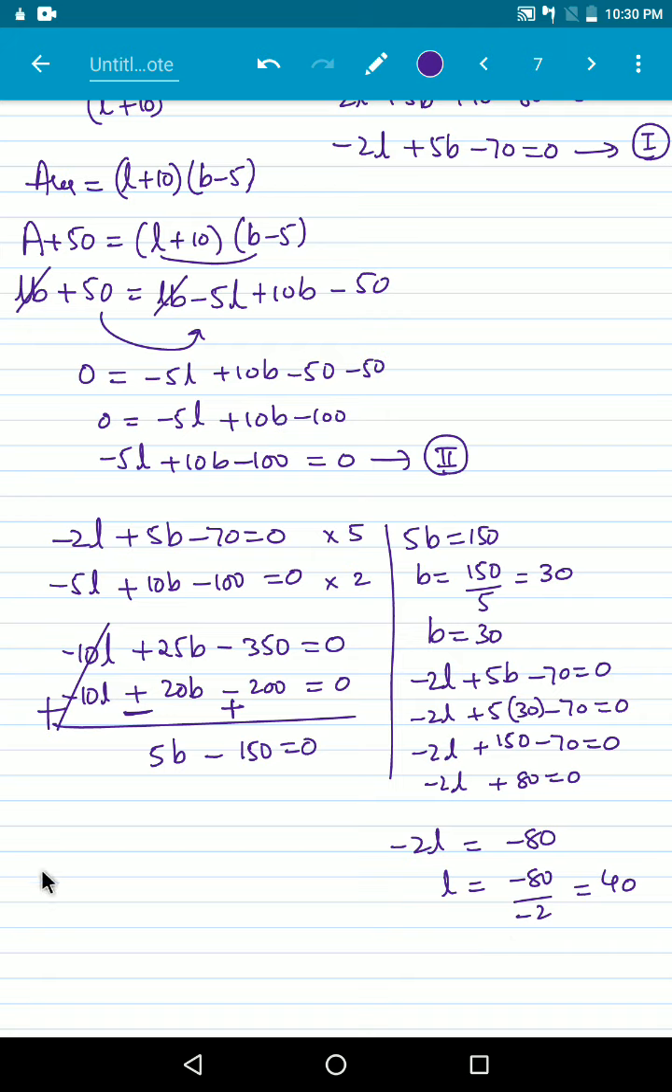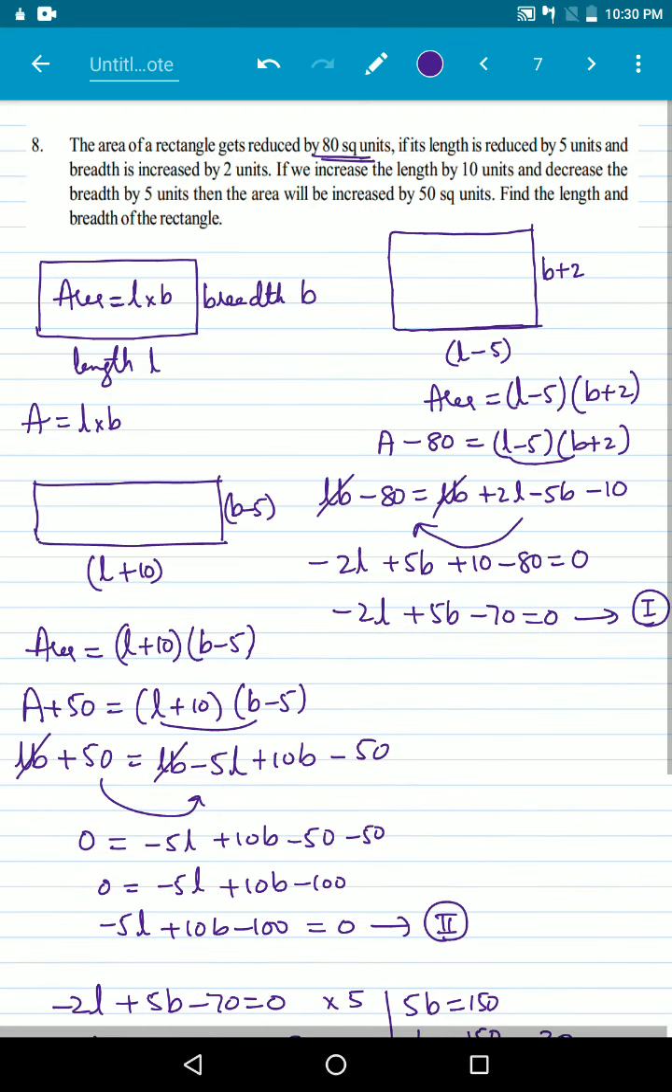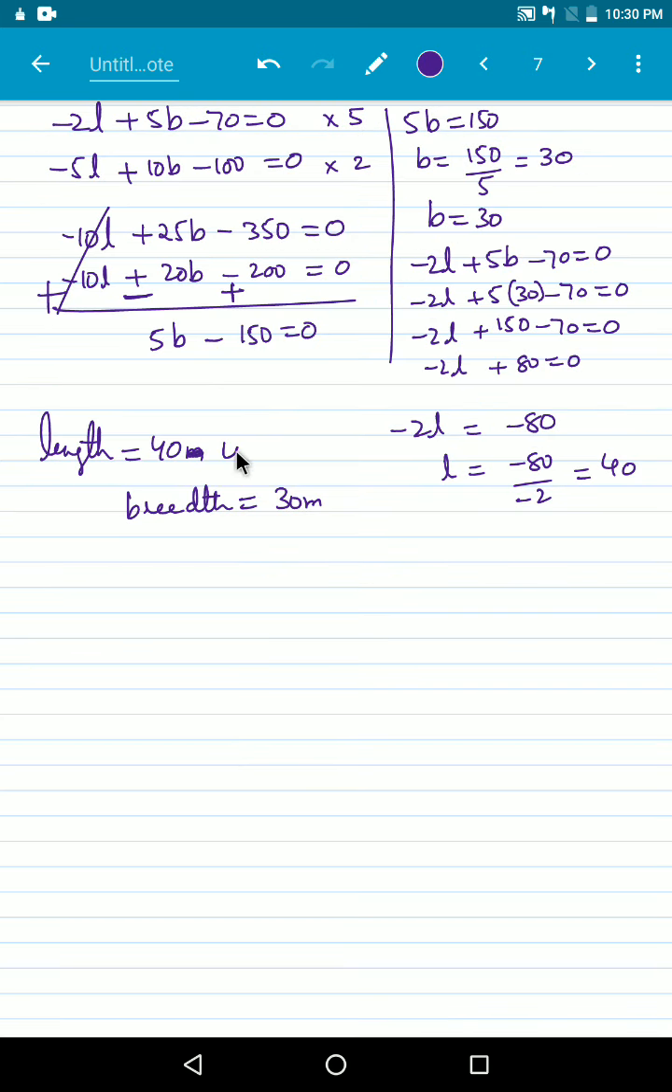All right. So finally we have length is equal to 40 and breadth is equal to 30. Is it meters or shall we write units? Let us write units only. So length is 40 units and breadth is 30 units. This is the solution for this problem.